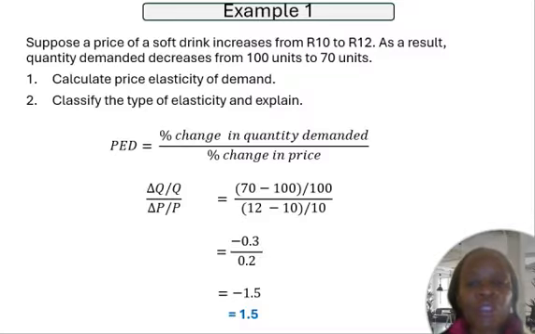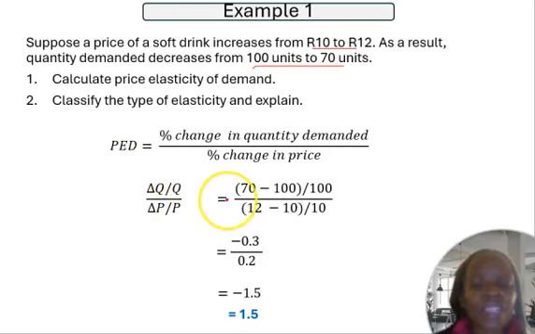Suppose the price of a soft drink increases from 10 Rand to 12 Rand. As a result, quantity demanded decreases from 100 units to 70 units. Calculate price elasticity of demand, and secondly, classify the type of elasticity. So we have agreed that PED equals percentage change in quantity demanded divided by percentage change in price.